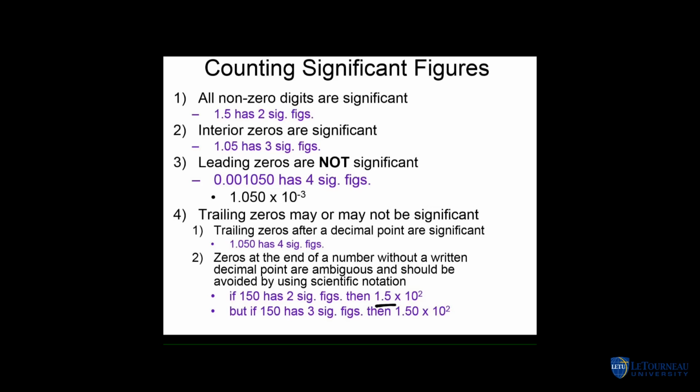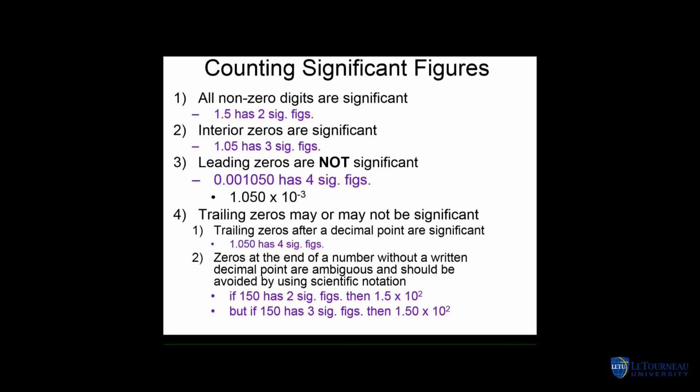If it had 3 significant figures, we could write it like this. And now this 0, because it's on the right side of the decimal, that 0 would be significant. And it wouldn't be ambiguous as to its significance. It'd be clear, because it's to the right side of the decimal. So that's why it's always best to write things in scientific notation, so you don't have ambiguities like this.